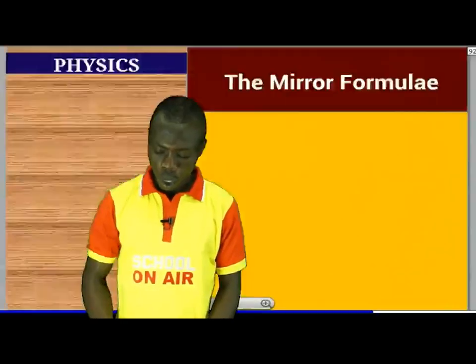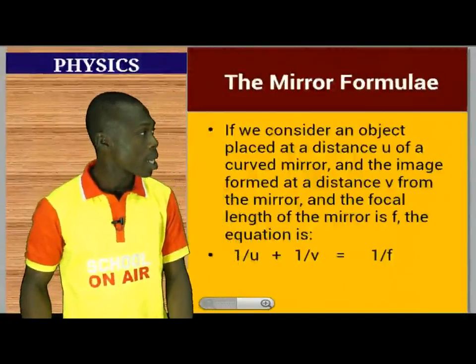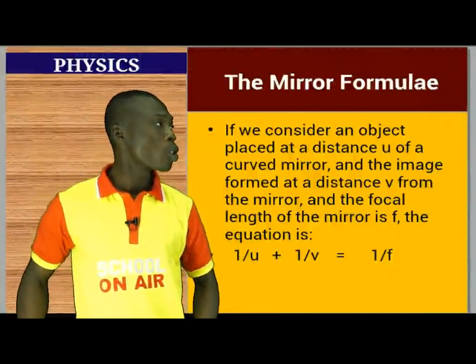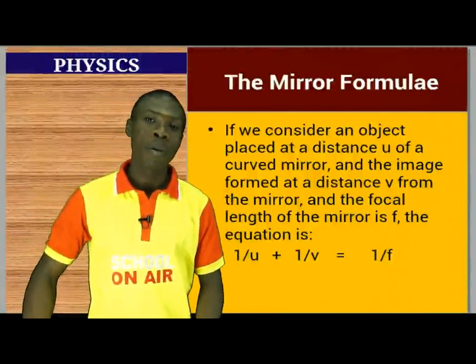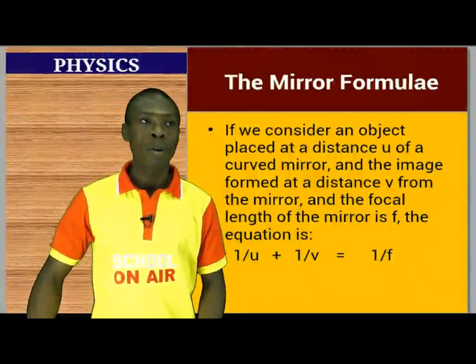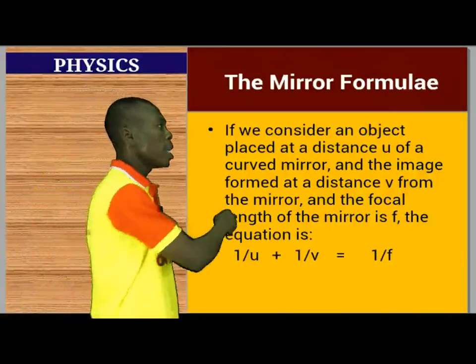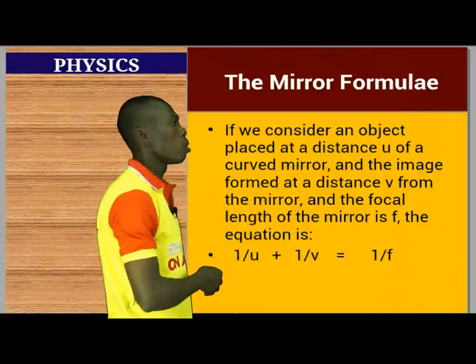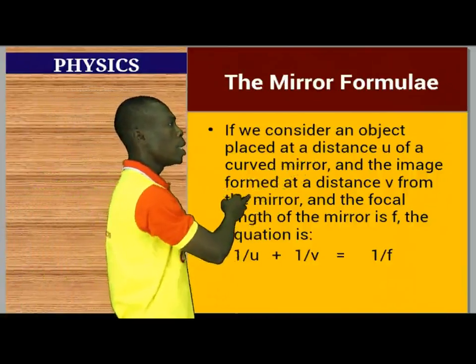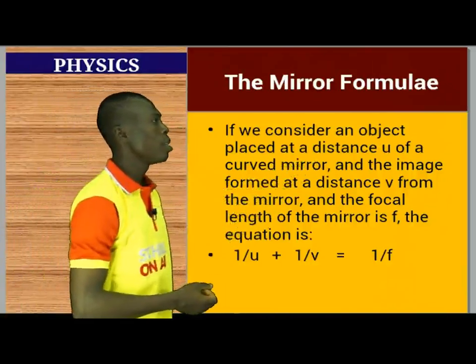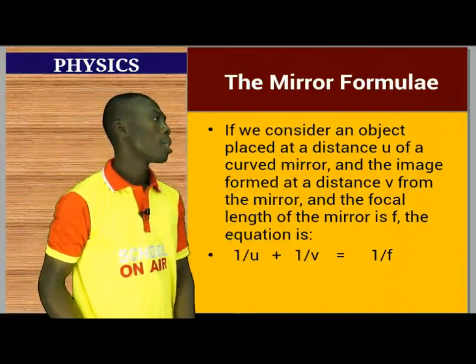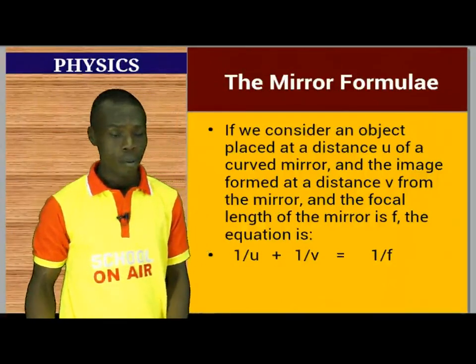Okay, so having said that, let's quickly take a look at something also more important with mirrors, and that is the mirror formula. So if you consider an object placed at a distance u from a curved mirror, and the image formed at a distance v from the mirror, and the focal length of the mirror is f.